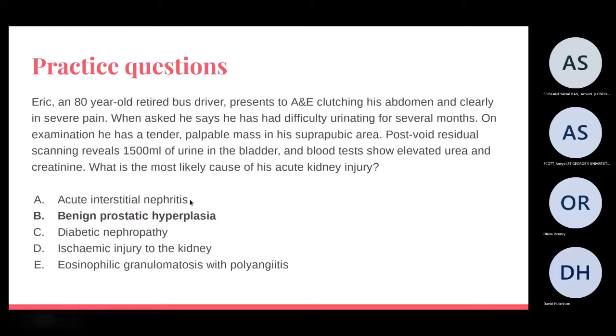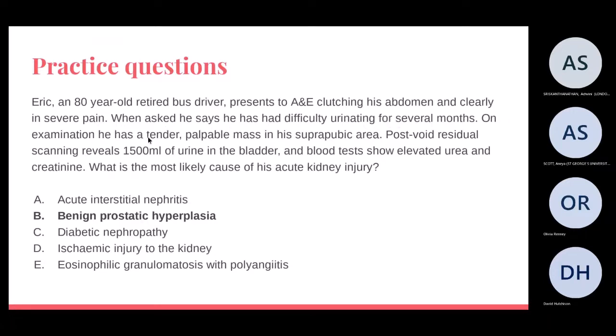We don't know that for sure from this question, but this is what medical school questions love to do. They love to say what's the most likely cause. Which of these things fits with this syndrome, with this presentation? And the reason why is because, like I said before, he's had difficulty urinating for several months.